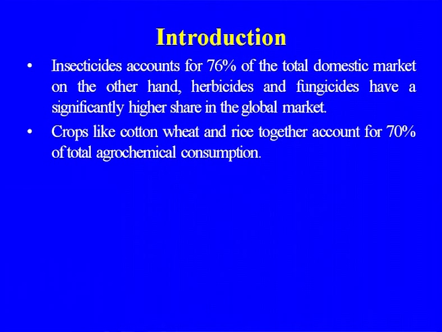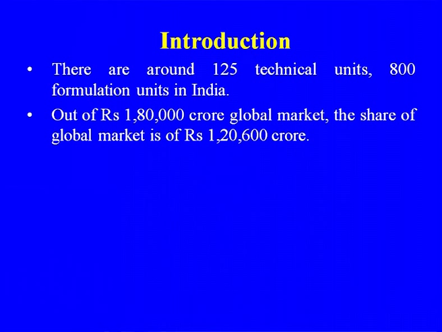Insecticides account for 76% of the total domestic market. On the other hand, herbicides and fungicides have a significantly higher share in the global market. Crops like cotton, wheat and rice together account for 70% of total agrochemical consumption. There are around 125 technical units and 800 formulation units in India. Out of the 1,80,000 crore global market, India's share is just 1,20,600 crores.